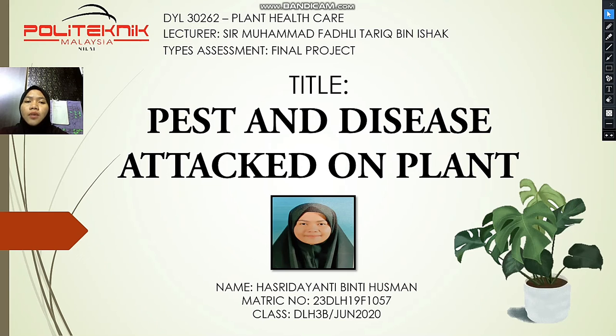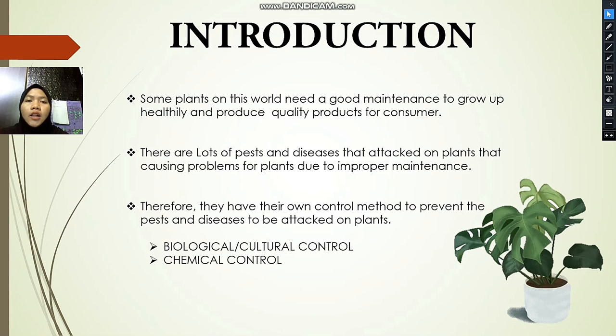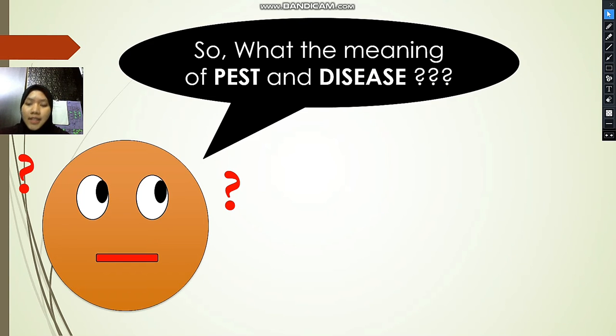Today, I would like to present my final project of Plant Health Care, which is titled Pest and Disease Attack on Plant. For the introduction, in this world, some plants need good maintenance to grow healthily and produce quality products for consumers. This is because there are lots of pests and diseases that attack plants. They have their own control methods to prevent pests and diseases from attacking plants. There are two control methods: the first is biological or cultural control, and the second is chemical control. So what is the meaning of pest and disease?